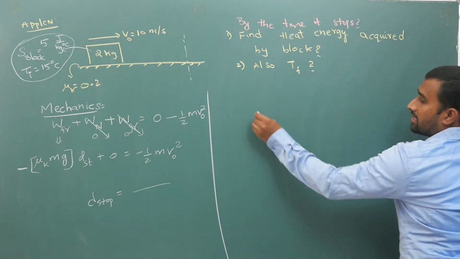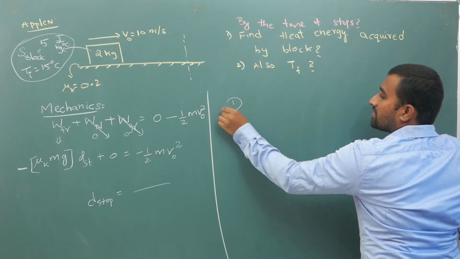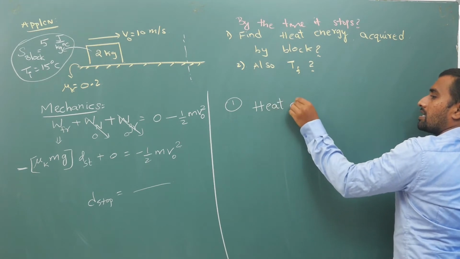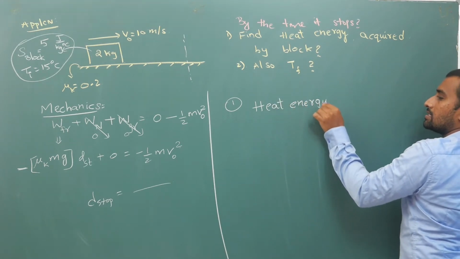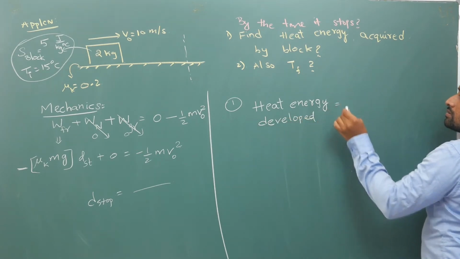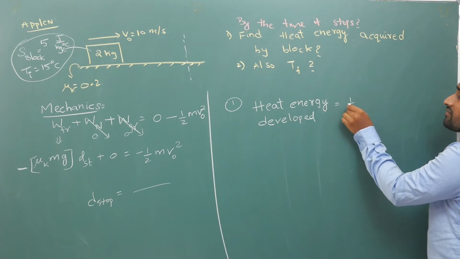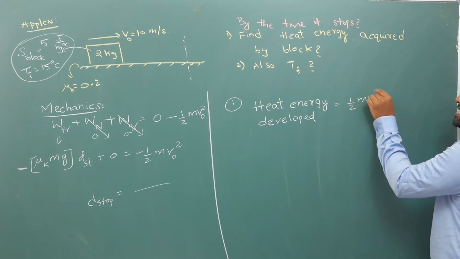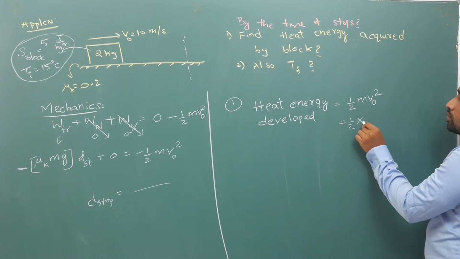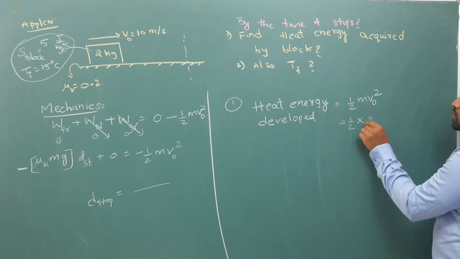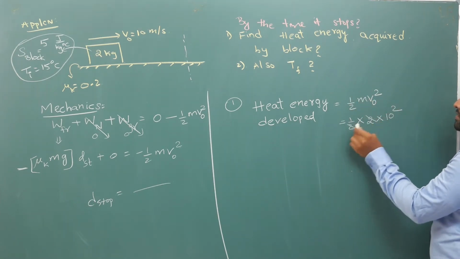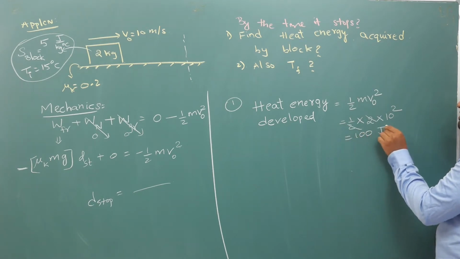So what is your heat energy developed? The answer to your first question: heat energy developed is equal to half m v naught square. Whatever energy is missing, that is only your heat energy. So that will give you half into your mass, which is 2, into v naught square, which is 10 square. The 2 will go off, and you will get 100 joules.